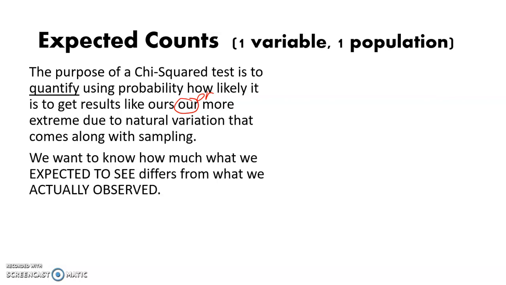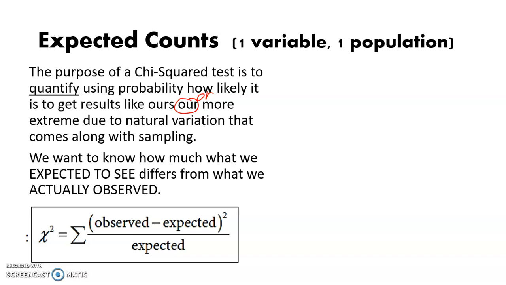So basically we're asking, do our answers not match up because of natural variation and that samples are different from each other, or do our samples not match up because something fishy is going on here? And so what we want to do is see how much what we expected to see differs from what we actually observed. Okay, so the chi-squared equation is the sum of the observed value minus the expected value, squared, divided by the expected value.